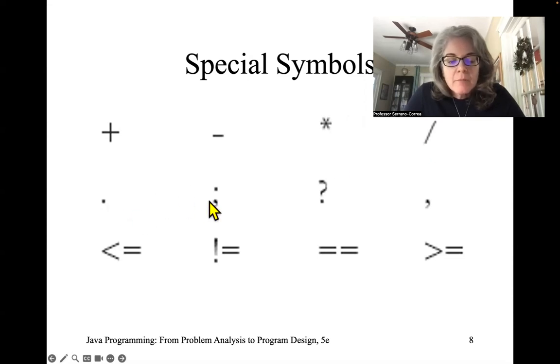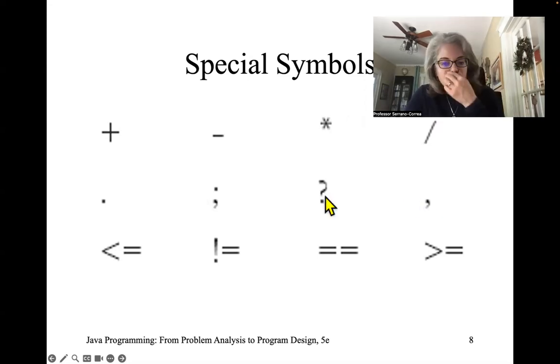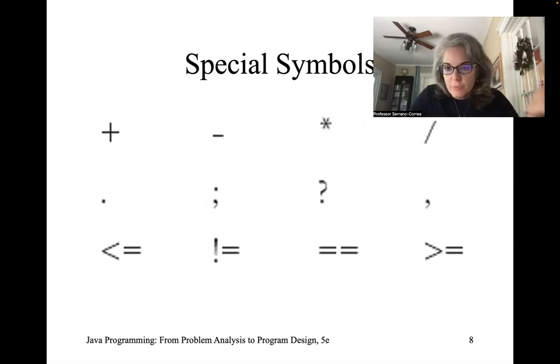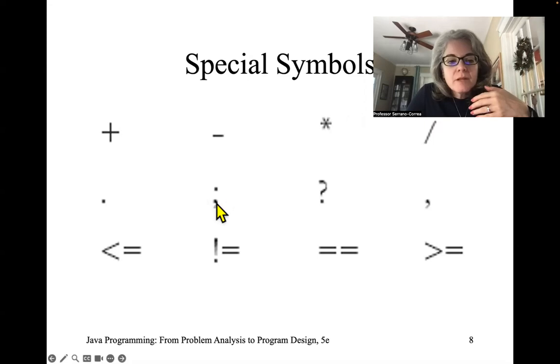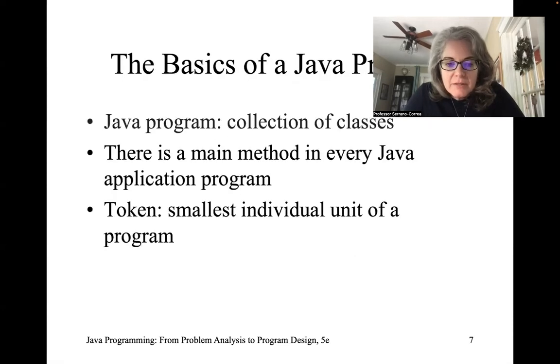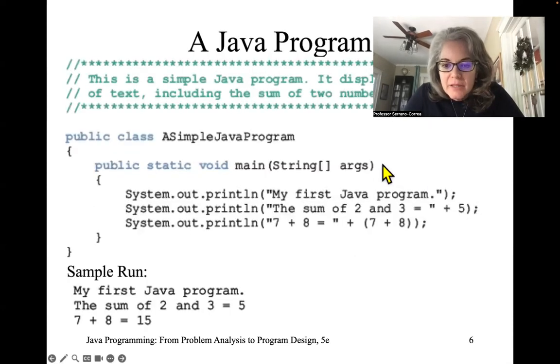Then we have some punctuation marks. These are used for different reasons in Java. The one that you've seen so far is the semicolon, and the semicolon is used to end each statement. So at the end of each statement, you have a semicolon. But notice that you don't have it at the end of here. You don't have a semicolon there.